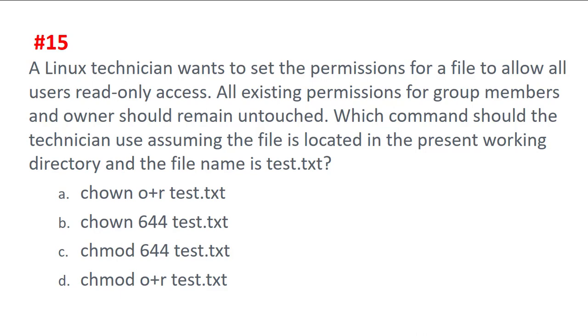So we want to allow all users read-only access, but we want to make sure that the group members and owner permissions are not modified at all. To do that, we are going to chmod o+r on the file test.txt to allow the read-only access to be applied to all the users.